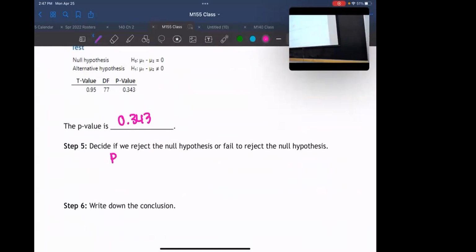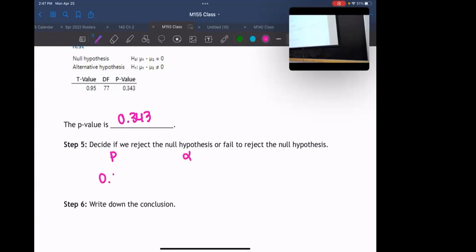When we decide if we reject the null hypothesis or fail to reject the null hypothesis, what do we compare p to? Alpha, good. Remember, I like to write them side by side so I don't mess up. We got 0.343, alpha was 0.05, and p is definitely bigger, right? So I'm going to put a greater than sign. If p is bigger than alpha, do we reject or fail to reject? Good, fail to reject.